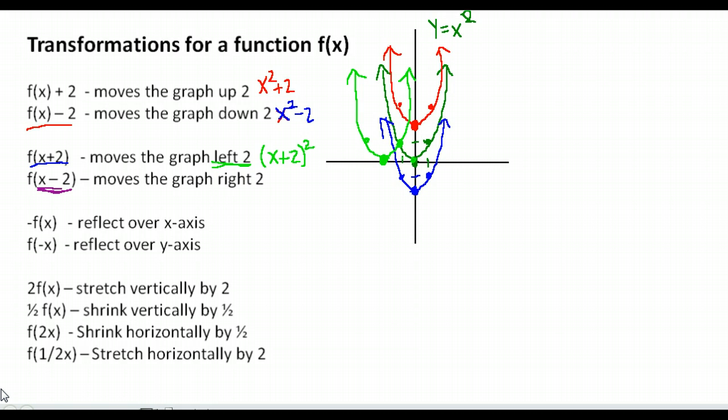Similarly, when we have subtraction, opposite of what we would think, this would look like x minus 2 quantity squared. Notice the difference from this up here. Anything inside those parentheses is going to change our x values, and it's going to change it the opposite. We would think minus 2 would move it left, but it actually moves it to the right 2 units. So we would be here at 2, and that purple parabola would be our x minus 2 squared.